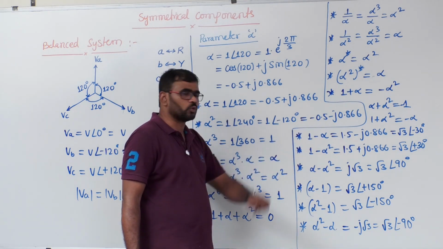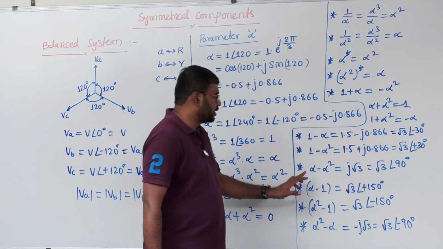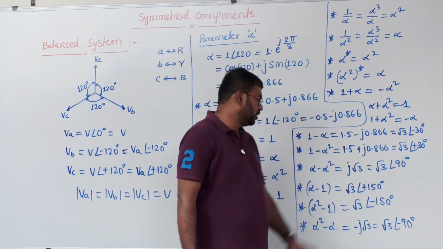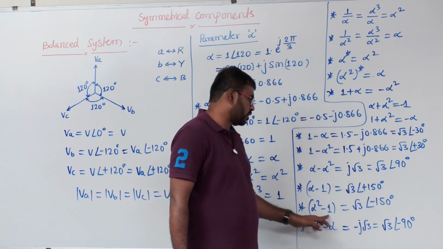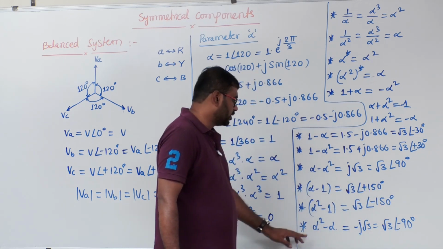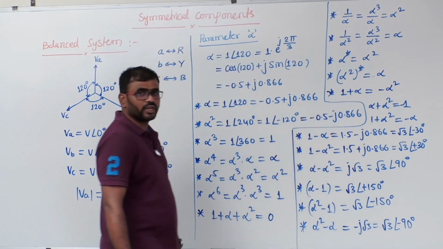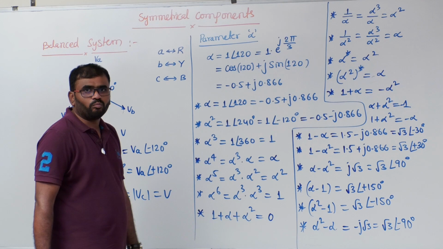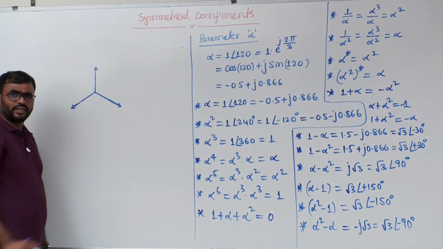1 minus alpha is root 3 at an angle minus 30. 1 minus alpha square is root 3 at an angle plus 30. Alpha minus alpha square is root 3 at an angle plus 90. Alpha minus 1 is root 3 at an angle plus 150. Alpha square minus 1 is root 3 at an angle minus 150. Alpha square minus alpha is minus j root 3, nothing wrong to say root 3 at an angle minus 90 degrees. So to remember this, there is a simple trick here.